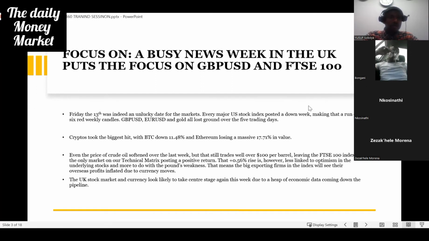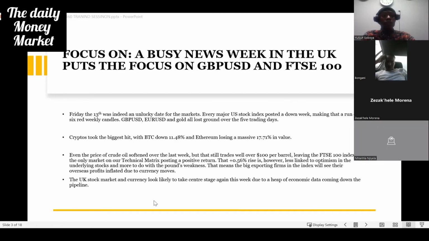Okay. All right. So even the price of crude oil softened over the last week, but it still trades well over $100 per barrel. Remember, oil went all the way up to $110 per barrel, all the way to 109 per barrel. So those are the things you need to know when you are trading in a market: how much oil is doing at a particular time, because oil itself drives most of the instruments that you see in the market, right?